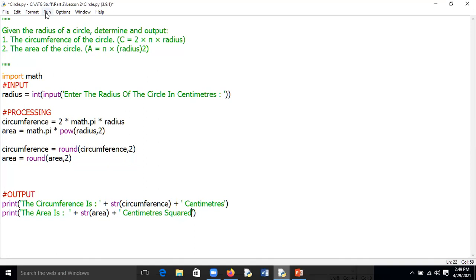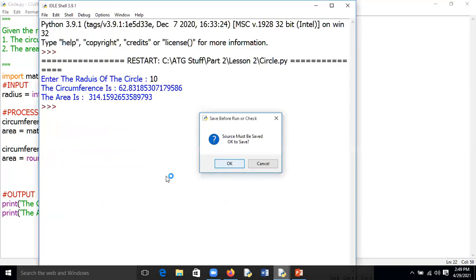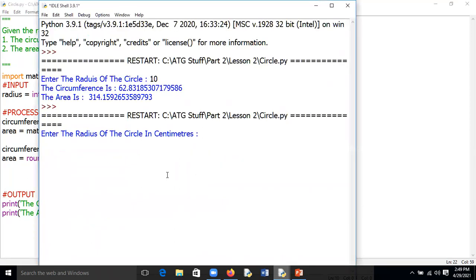Right. So let's go run this. Check it out. Remember, we're rounding it off to 2 decimal places. I'm going to enter 10 again. So there we go. The circumference is 62.83 centimeters, and the area is 314.16 centimeters squared. And that's a lot more meaningful.